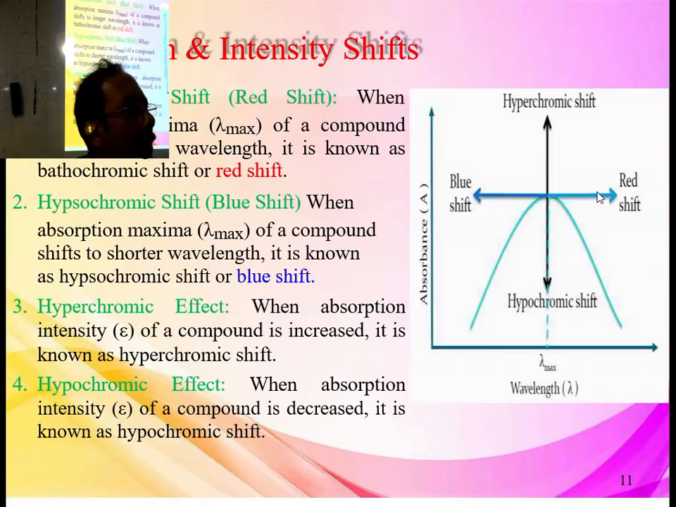Peak got higher. Sometimes it got lower. It is called hypochromic shift. Hyper means more, hypo means less. That you know. So hyperchromic shift, hypochromic shift: up and down. Left, right: blue shift, red shift, or hypsochromic and bathochromic. This shift, could you follow the shift?